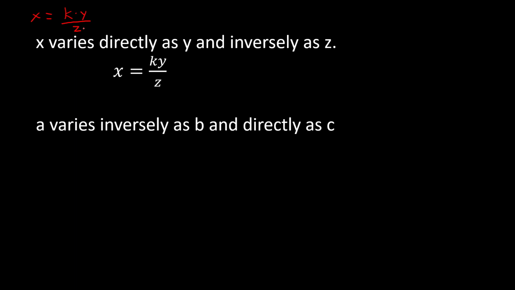Here's another one. A varies inversely as b and directly as c. You see the a, so you write an a. Varies means equals k. Inversely means divide, so you divide by the b. And directly means you multiply, so you multiply by the c. So my equation would be a equals k times c over b.